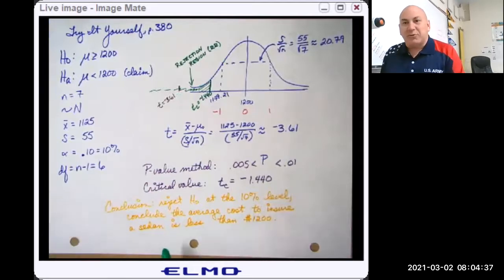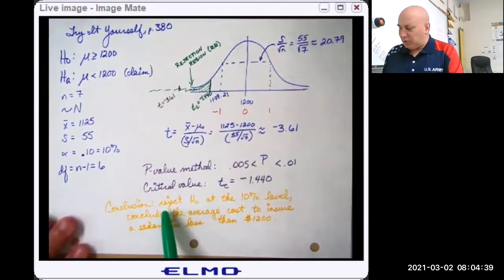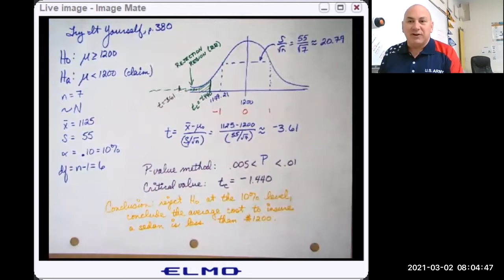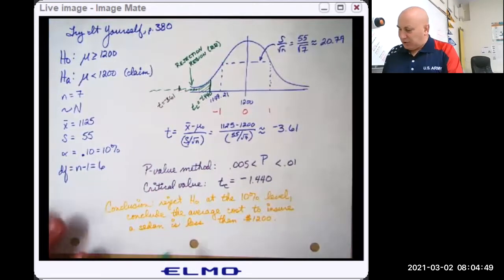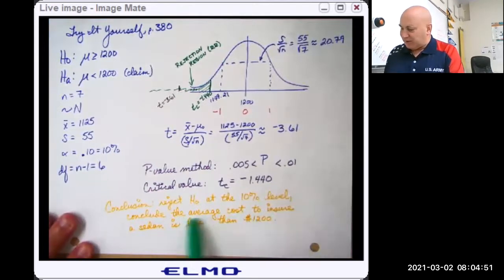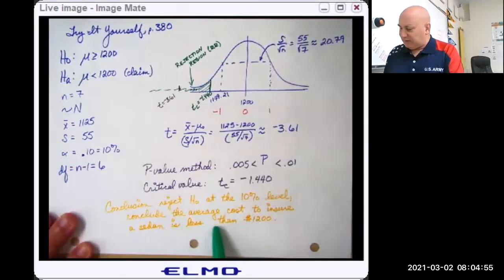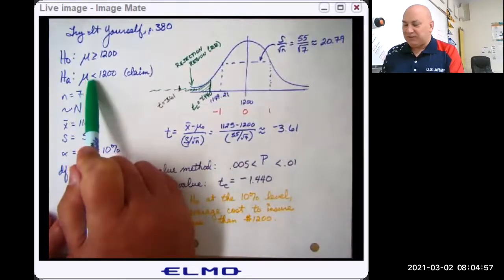So let's write our 3-part conclusion statement. Part 1, we reject the null. Part 2, at the 10% level. Part 3 is to state your conclusion in English. Conclude that the average cost to insure a sedan, that's what mu was, is less than $1,200.